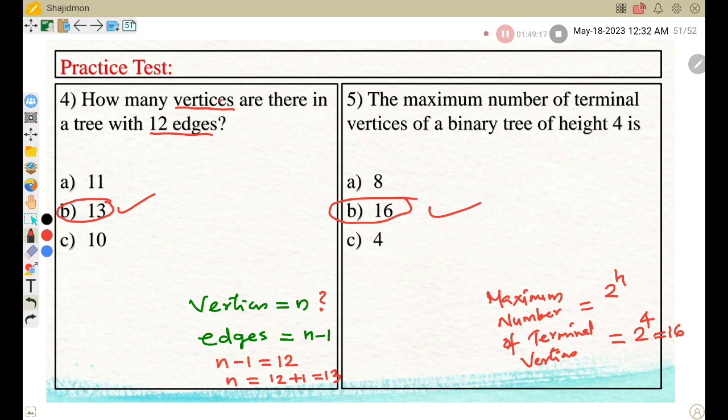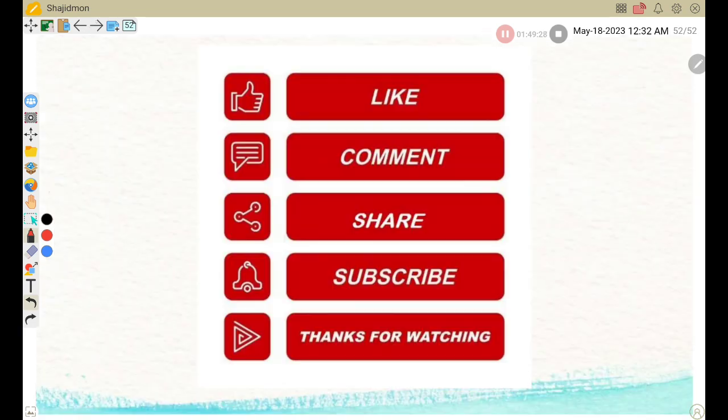I hope you understood that one. Okay, I hope you understood the meaning of these 5 questions. So all the ideas we discussed here, you can practice by using some graphs.